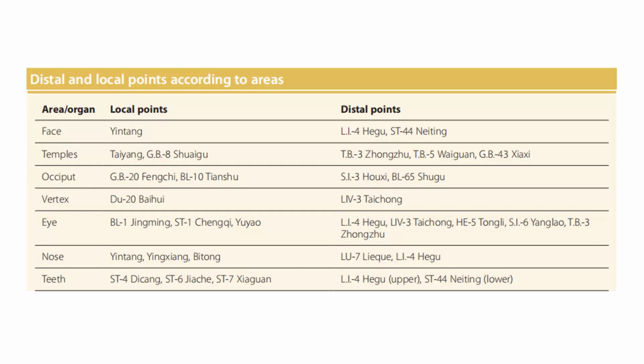At the vertex, we have DU20. Distal point would be liver 3. Eye area, bladder 1 and stomach 1 would be the local points. Distal points would be LI4, liver 3, heart 5, SI6, TB3. Nose, we have Yintang, Yingxiang, Bitong as local points, then lung 7 and LI4 as distal points. For the teeth, stomach 4, stomach 6, stomach 7, distal points would be LI4, stomach 44.